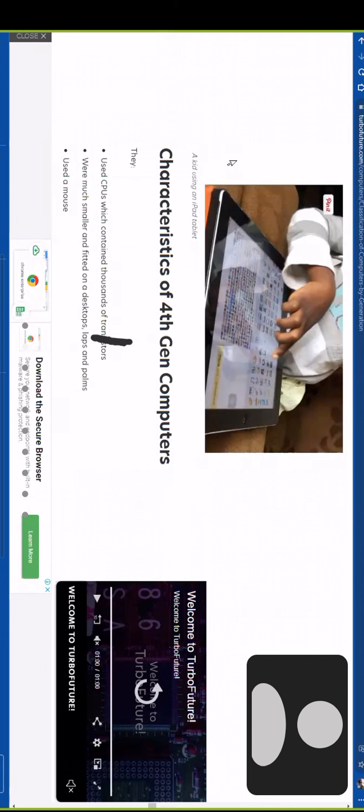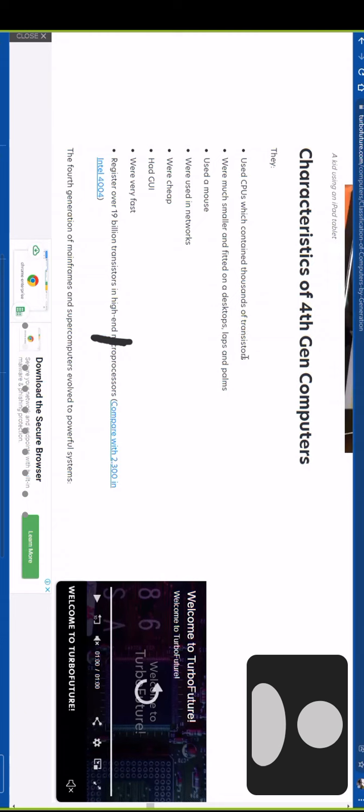It used the CPU which contains thousands of transistors. Basically that contains microprocessors, which were much smaller and fitted on a desktop.